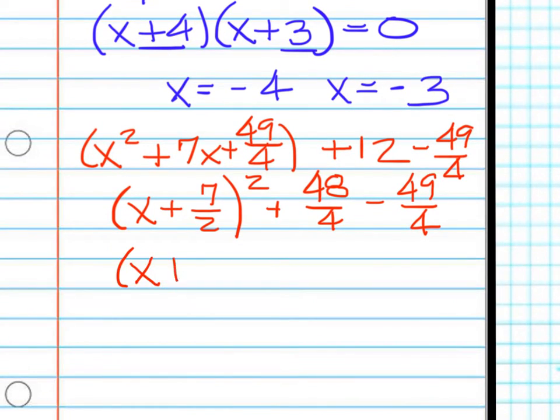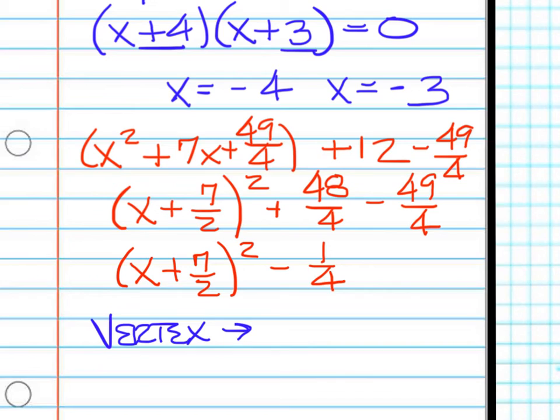So you're left with x plus 7 halves, square the quantity, and then minus 1 over 4. Your vertex would come out to be minus 7 over 2, and then a minus 1/4.